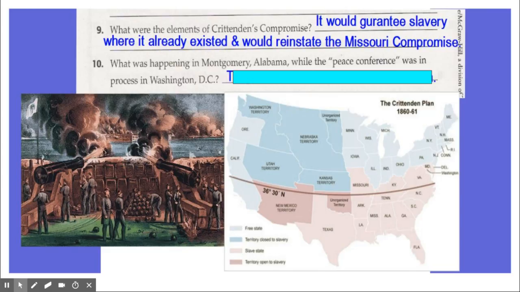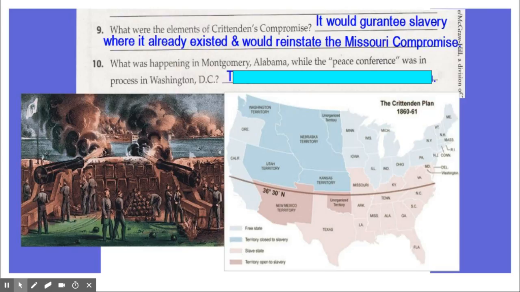And it would also reinstate the Missouri Compromise. So for every southern state, we're going to have a northern state, with the whole idea of things being balanced. This compromise never really materialized, and the war began.